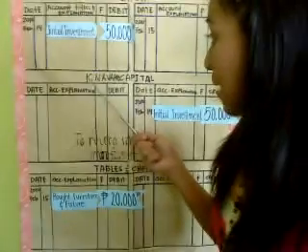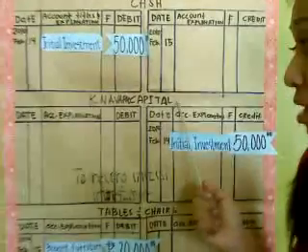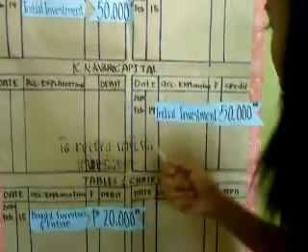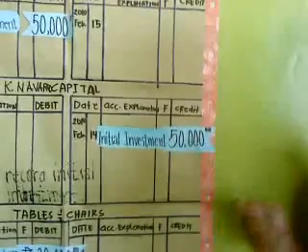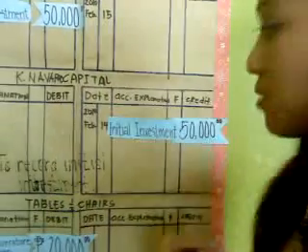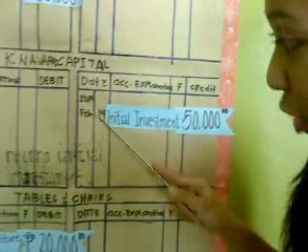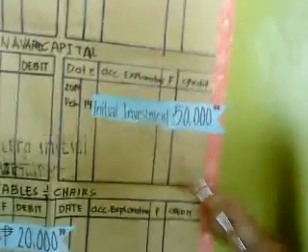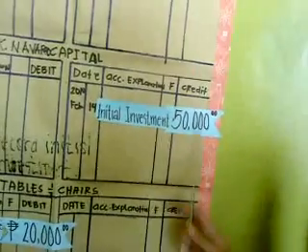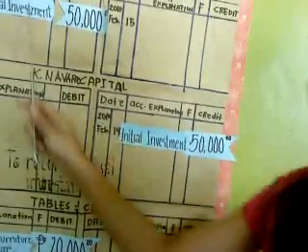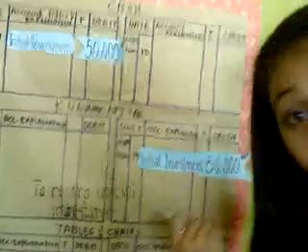So in the Kyle Barros Capital, we put the account explanation here in credit for the initial investment. So again, 2010 February 14, the initial investment is 50,000. Why? It is still the same because it is balanced.